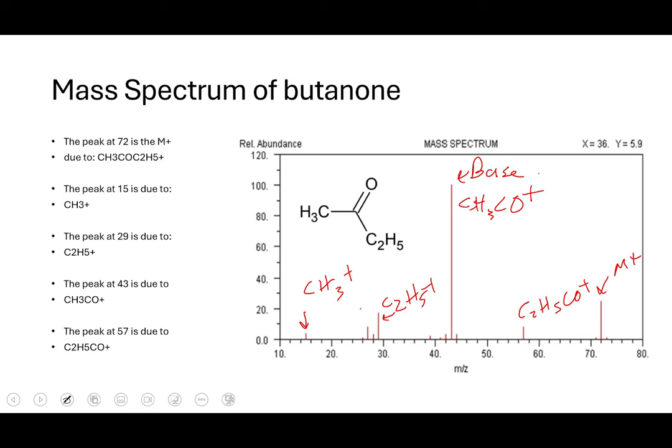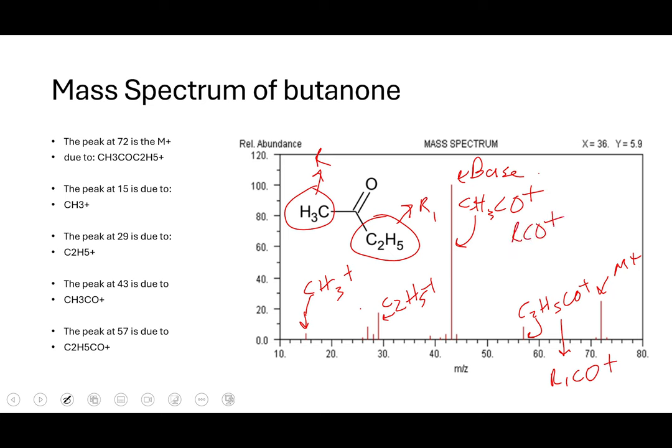So this would be R29, and then that would be R15. Let me draw the R a little bit better. All right, that would be there. This would be here, right? And that is how we really categorize it, right? So basically, what we can see here, let's call this R, and let's call this R1, right? So here at the peak of 57, we could call this one the R1CO plus group. Hopefully we can see that. I'm trying to make the distinction, right? At our 43 peak, that is our RCO plus group, right? And then at 29, that is our R1 plus group. And then our last group would be our R plus group. Does that make sense?